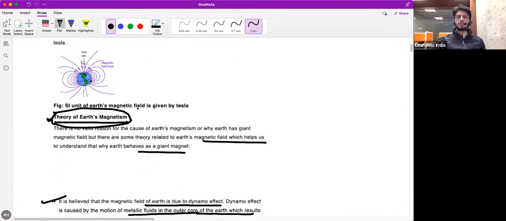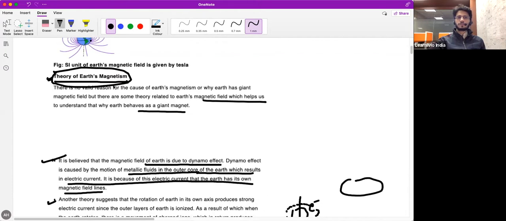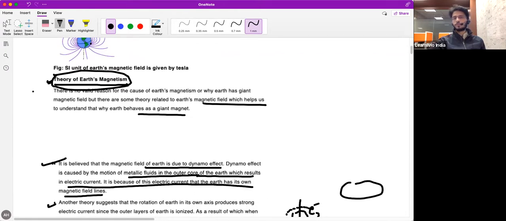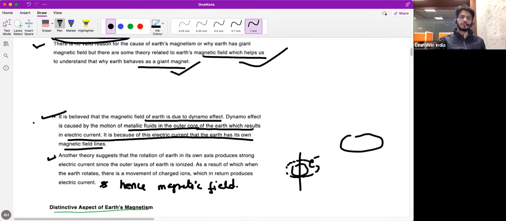So why does Earth have a magnetic field? There are various theories. The exact theory is not yet known. The first was a very old theory that there's a giant bar magnet in the core of the Earth. But as you know, the core of the Earth is not solid, it's in a liquid, molten state. So this theory can't be true. These are two prominent theories, and one of them should be true.